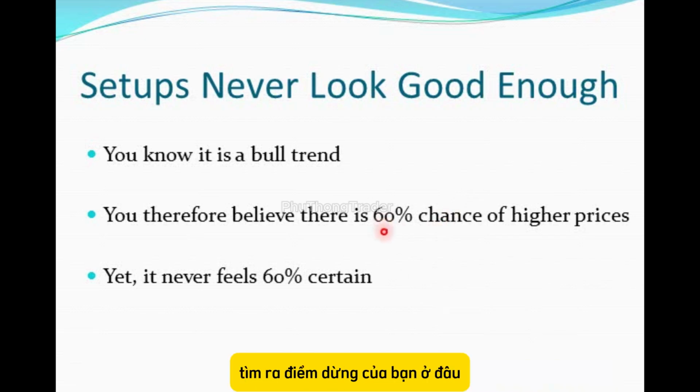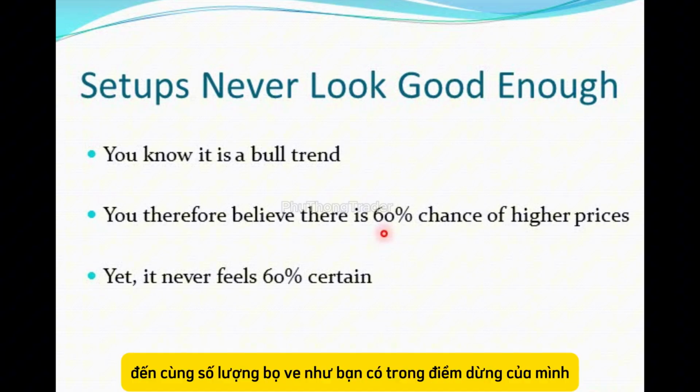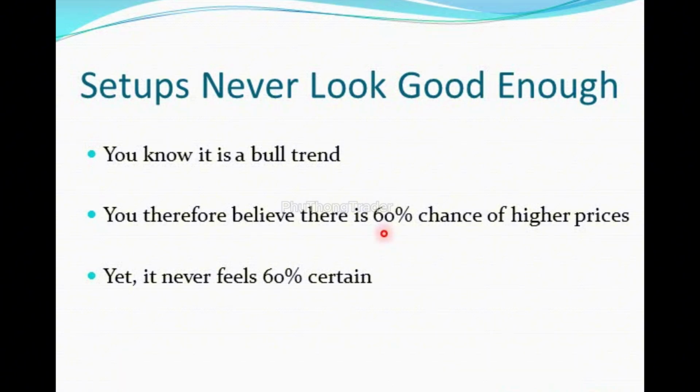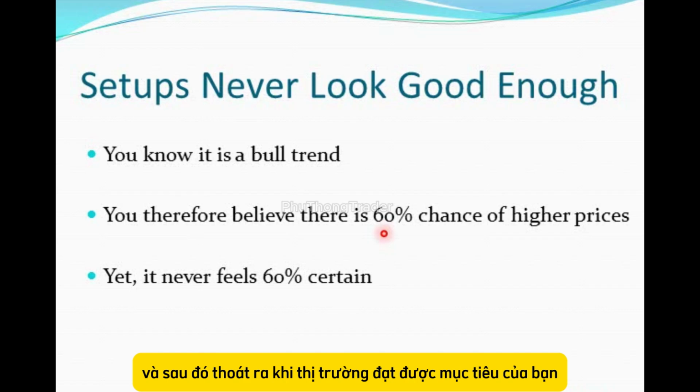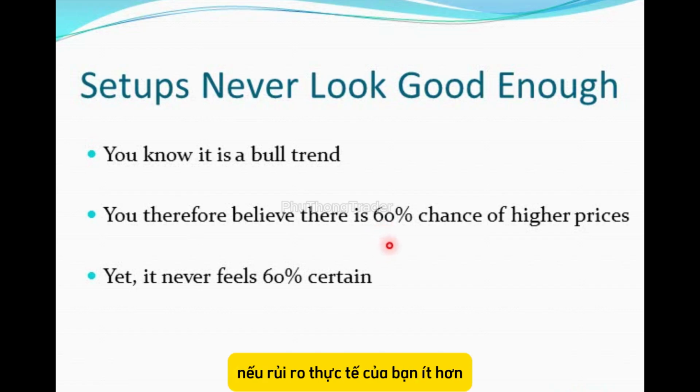Figure out where your stop is. Take a position size that's appropriate for that stop. Place a profit target equal to the same number of ticks as you have in your stop, and then exit when the market gets up to your target. If your actual risk is less, you can go for a smaller target.